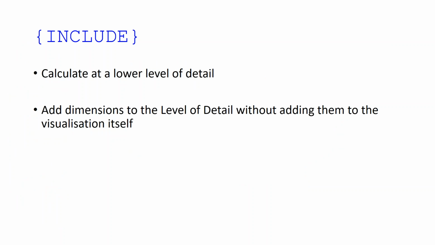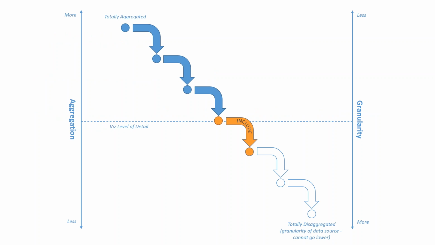On to include. So include calculates at a lower level of detail than what is in the visualization. So we can add more granularity to the data without adding more stuff to the visualization itself. We're not dragging any more dimensions in, but the calculation makes the data being shown more granular. So that's what the graph there is showing. The vis level of detail doesn't change, but the include expression makes data more granular and less aggregated.